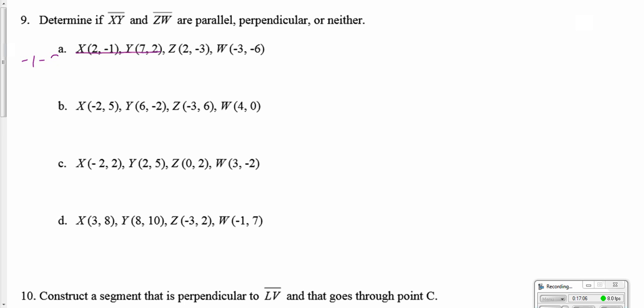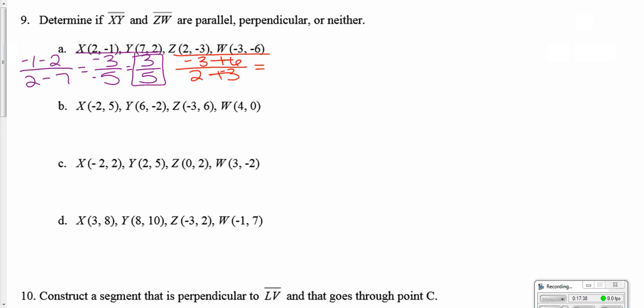That's -1 minus 2 over 2 minus 7. So that gives me -3 over -5, which, remember, negative divided by negative makes a positive. So XY has a slope of 3/5. ZW, that's -3 minus -6 over 2 minus -3. When I subtract those, I get 3/5. Since these both have the same slope, XY and ZW are parallel.